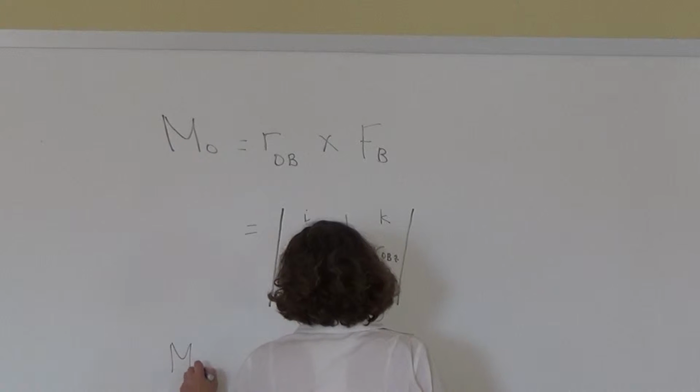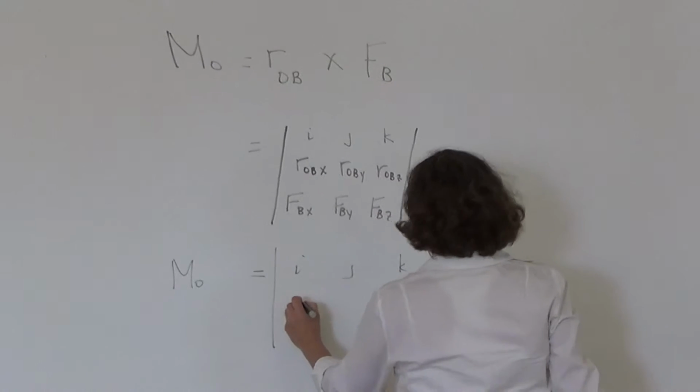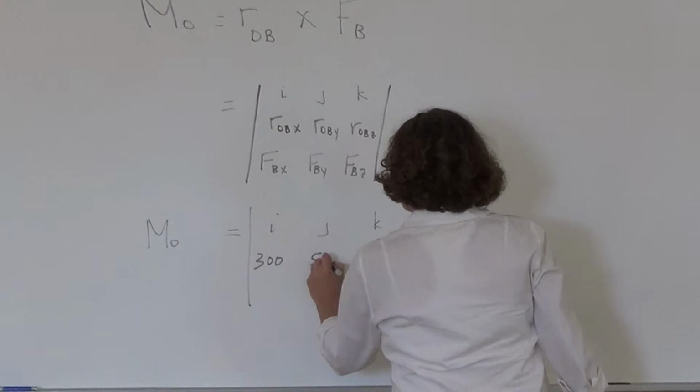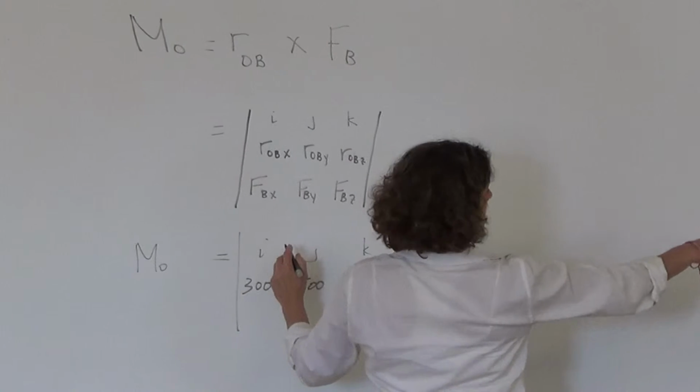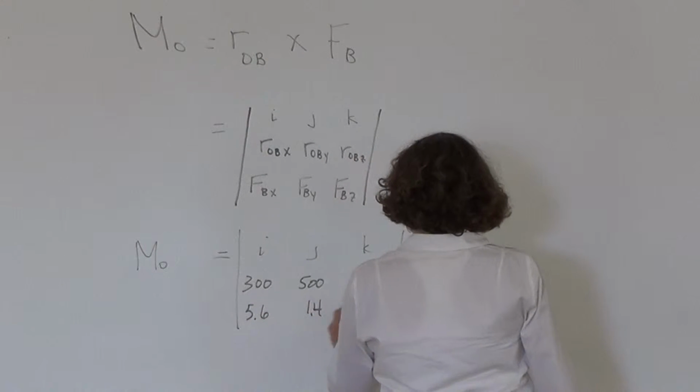So the moment about O is I, J, K. Our R is 300, 500, 0. And the F at B is 5.6, 1.4, and 0.